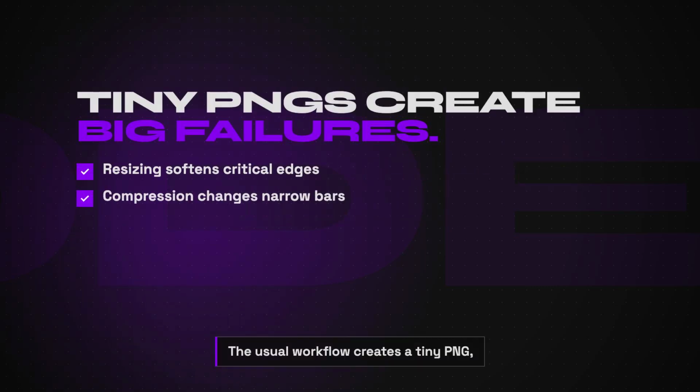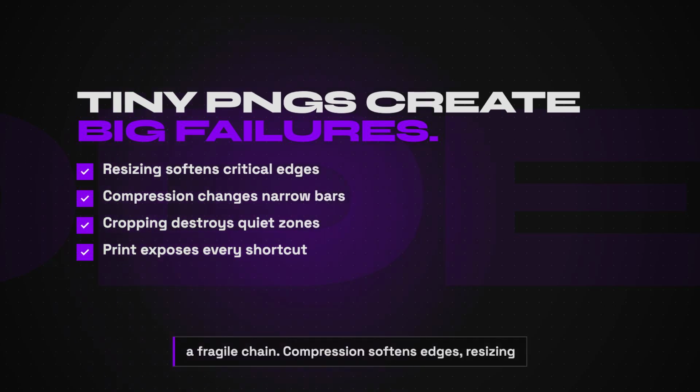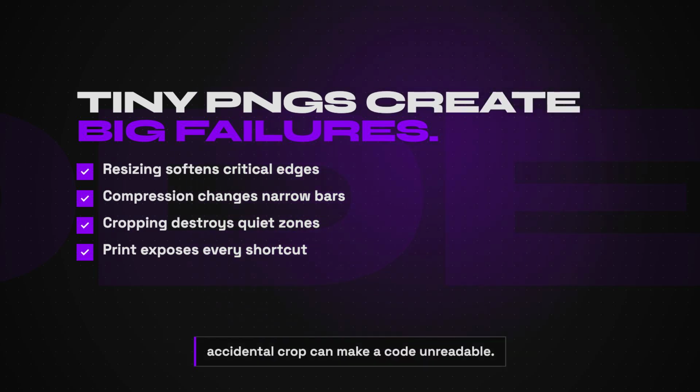The usual workflow creates a tiny PNG, stretches it inside a design, and hopes the printer preserves every bar. Next is a fragile chain. Compression softens edges, resizing changes widths, screenshots add whitespace, and one accidental crop can make a code unreadable. The file looks simple, but precision matters.